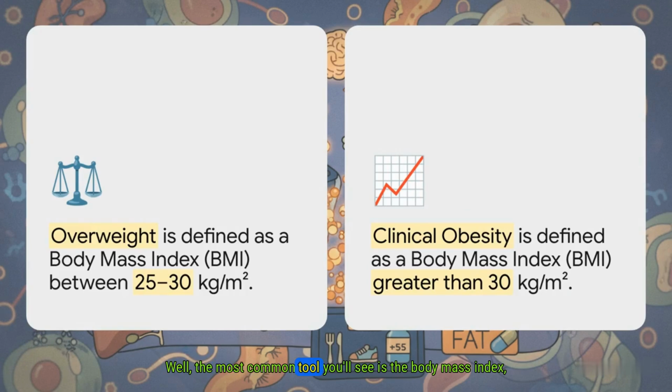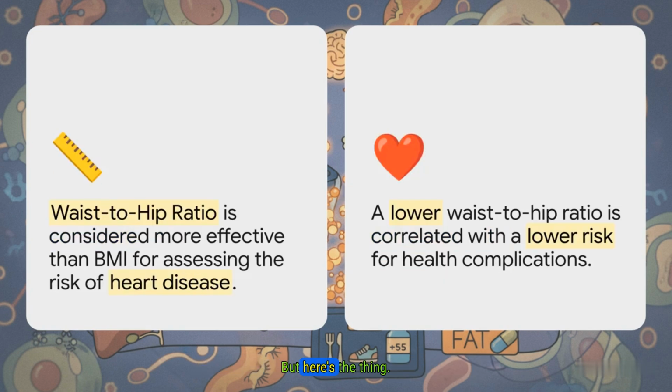So how do we measure this? Well, the most common tool you'll see is the body mass index, or BMI. It's pretty straightforward. A BMI between 25 and 29.9, that's classified as overweight. But once you hit a BMI of 30 or more, that meets the clinical definition of obesity. But here's the thing. BMI doesn't tell the whole story. Not even close.